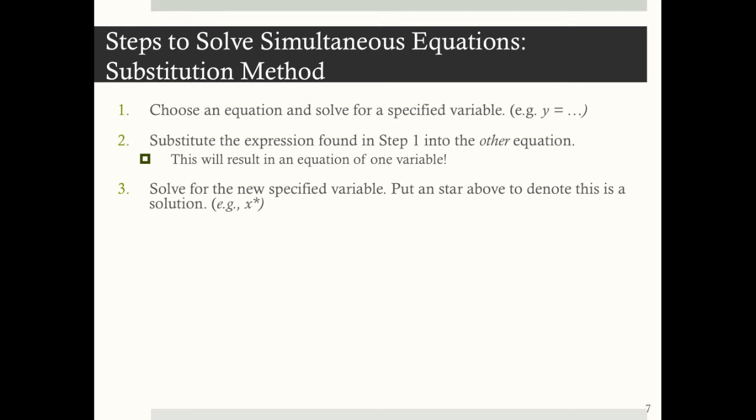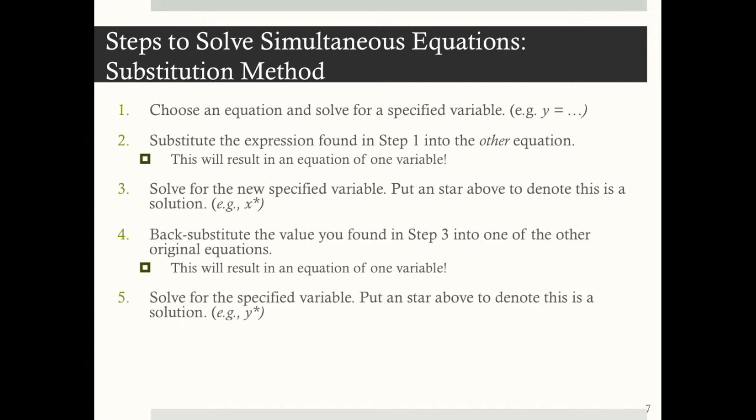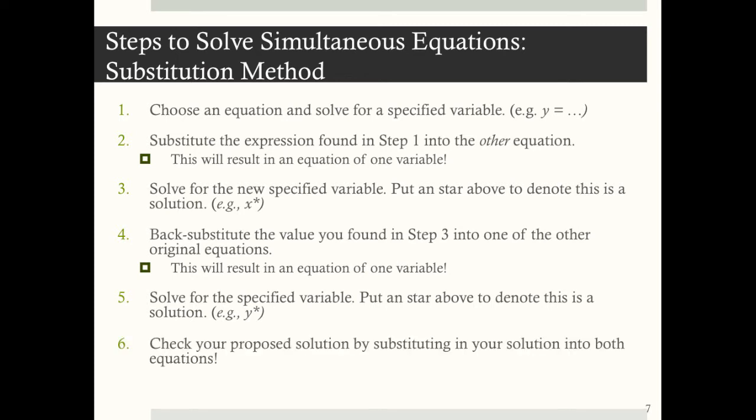Using that equation from step 2, you solve for that new specified variable and put a star above it to denote that it's a solution, for example, x star. Then you're going to substitute the value you found in step 3, for example, x star, into one of the other original equations. And you'll once again come up with an equation of one variable. And you solve for this specified variable and put a star above it to denote its solution, for example, y star. Now what I like to do is check my proposed solution by substituting in that x star into both equations just to make sure that the y star that comes out is the same.